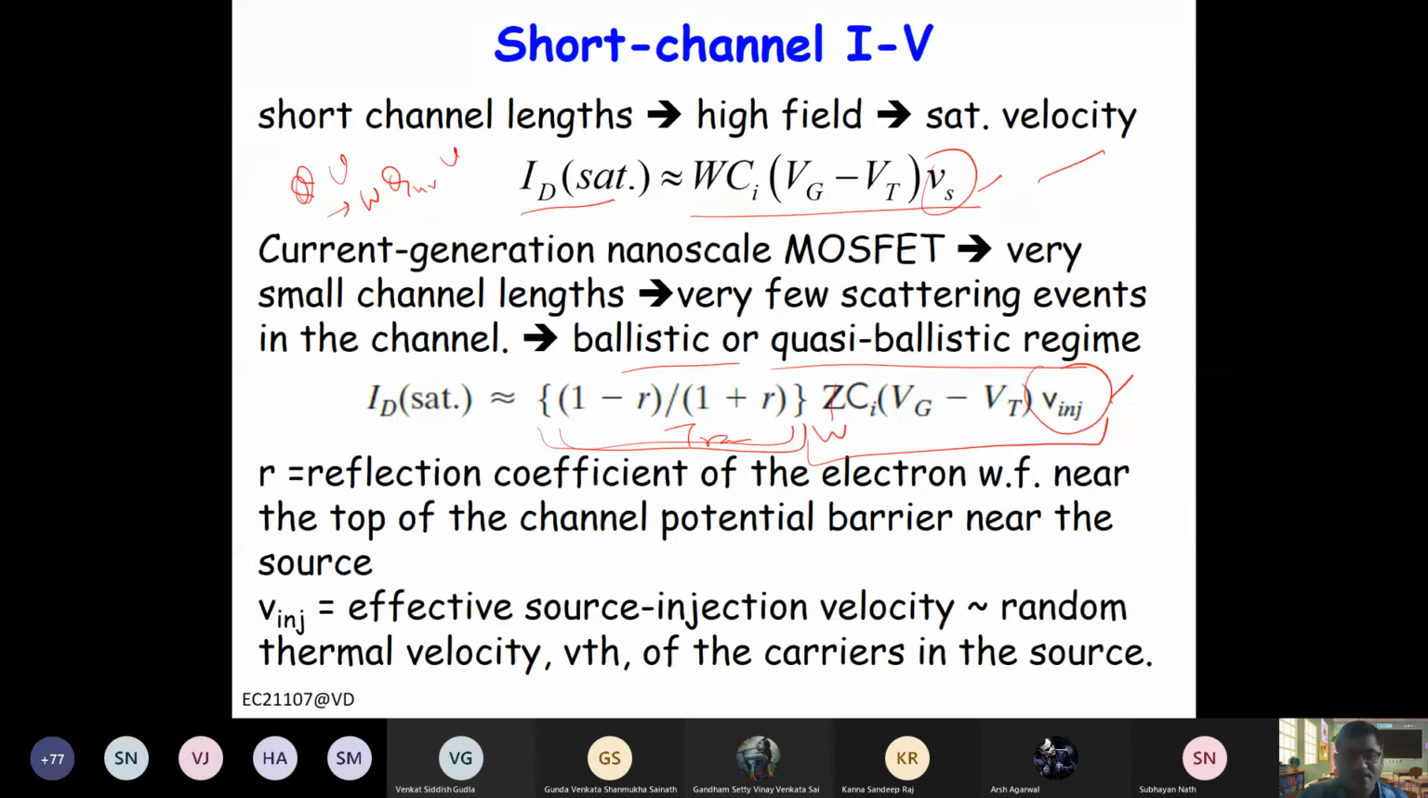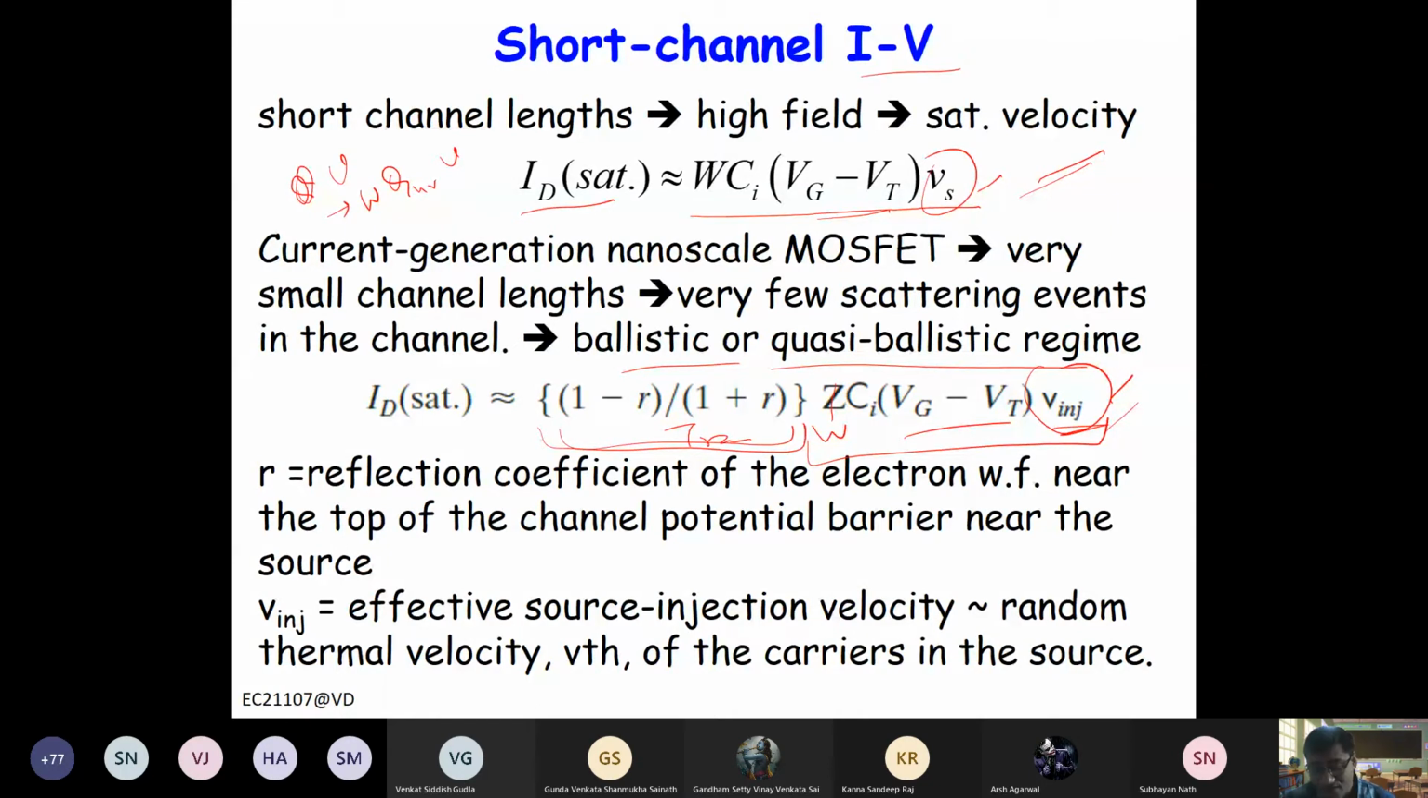Because most of the MOSFETs now that are fabricated are very small in length, they usually operate in saturation or in the ballistic region. So these equations are linear in terms of Vg minus Vt. That means if you increase the gate voltage, current will change by the same amount, because it's linear with respect to the gate voltage. And this V injection is again related to the random thermal velocity of the carrier at the source. So this is another second order effect, called short channel IV.